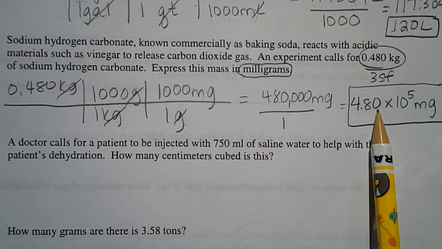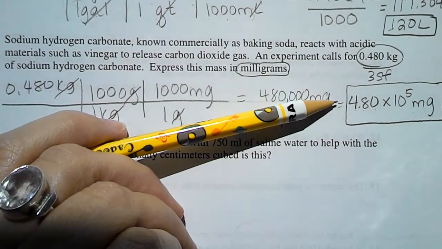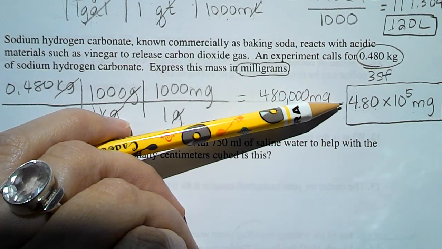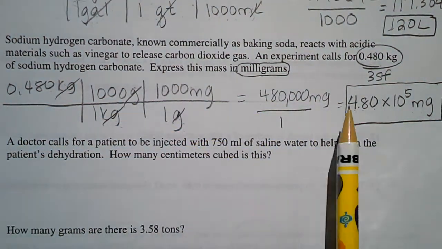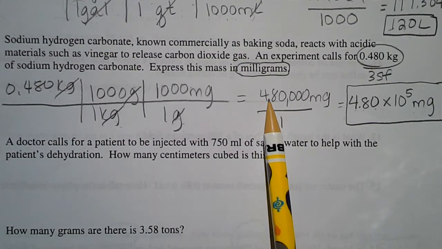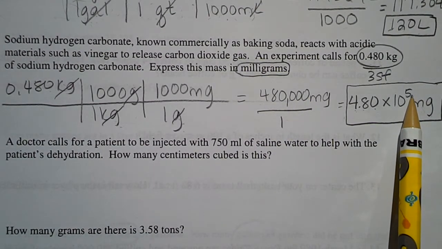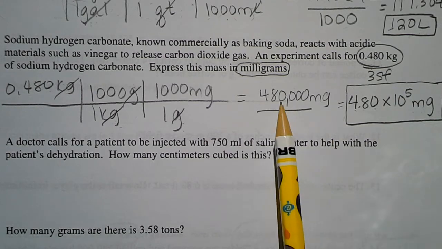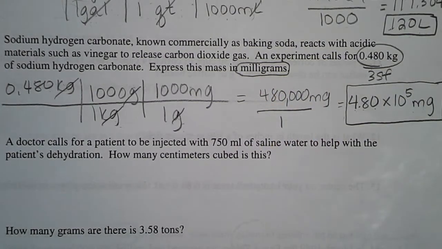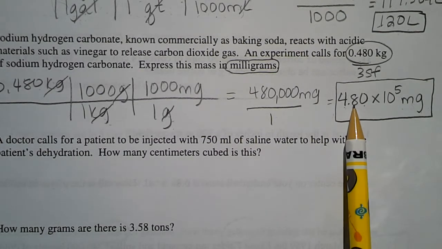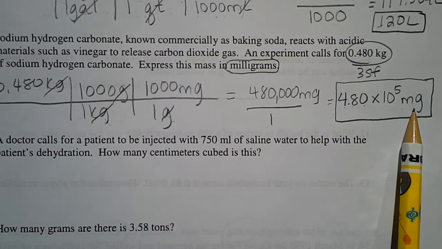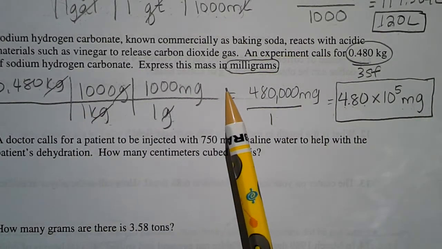1, 2, 3. The decimal is present, so I start from the Pacific Ocean side and I count 3. There's 3 significant figures. I moved my decimal 5 spots, so it's a 5, and it's positive because this is a large number. I would like to win it in the lottery, so it's a positive thing. Again, remember sig figs, remember your units, remember to show your work. Otherwise, you get no credit.